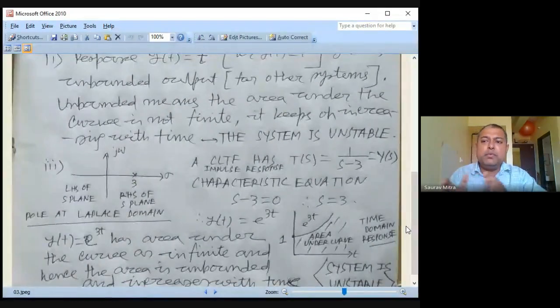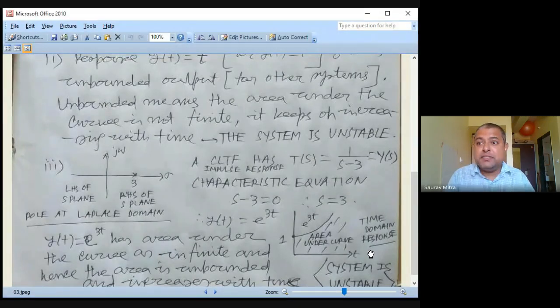So if you find poles in the right side, take the impulse response, and you will find that area under the curve is increasing with respect to time. That means the graph should be increasing kind of a thing. If it is converging towards y(t) equal to 0, or if it is coming closer to the x-axis, that means that is an energy signal. That is again another definition of energy signal.